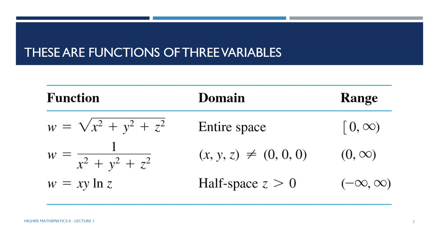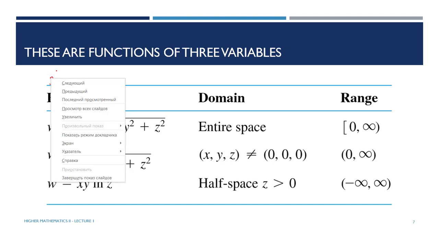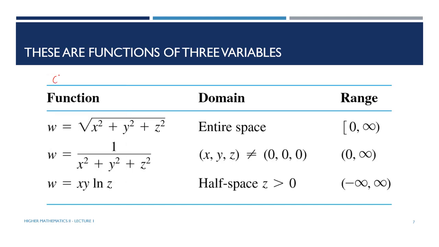These are functions of 3 variables. The first function, w equals square root of x squared plus y squared plus z squared. What is it? Here we again have a square root, so this expression must be greater than or equal to 0: x squared plus y squared plus z squared, greater than or equal to 0.